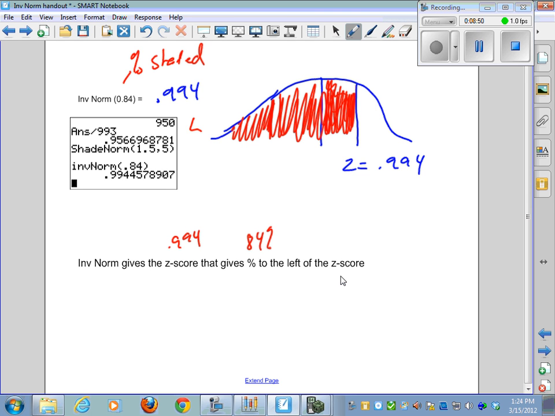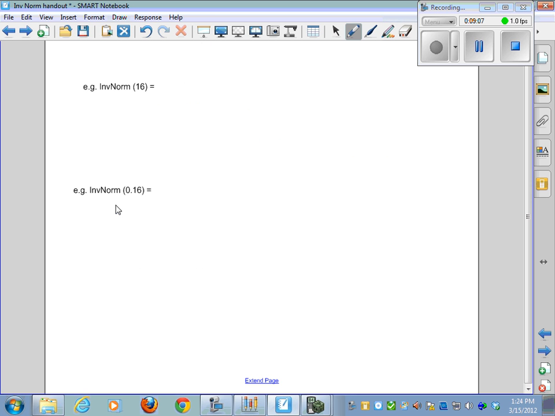I'll give you another one here. Or actually, let me see what's on the next page. Yeah, here's two more to try. Okay, so we've drawn this picture here. This shows 84% in red. My cutoff is 0.994 z-score. Okay, try this one. Try invert norm 16. What happens when you go invert norm 16? Not 0.16, but invert norm 16. Does it work?